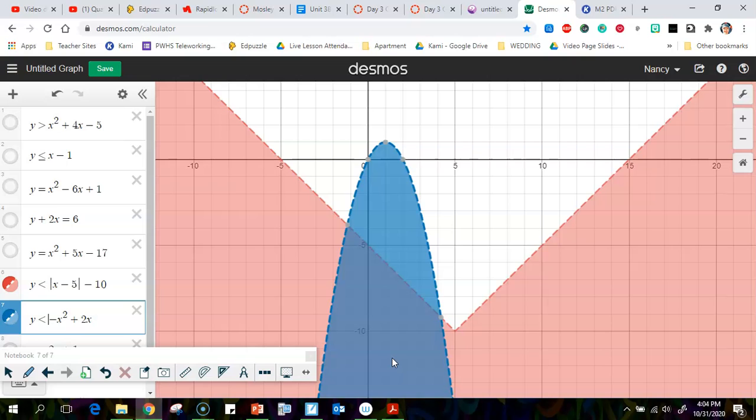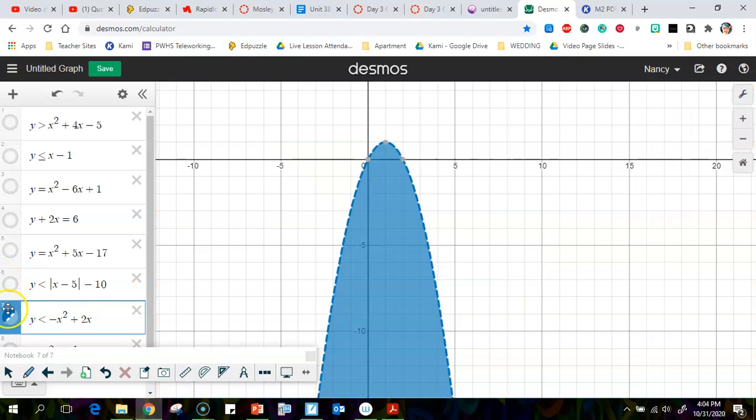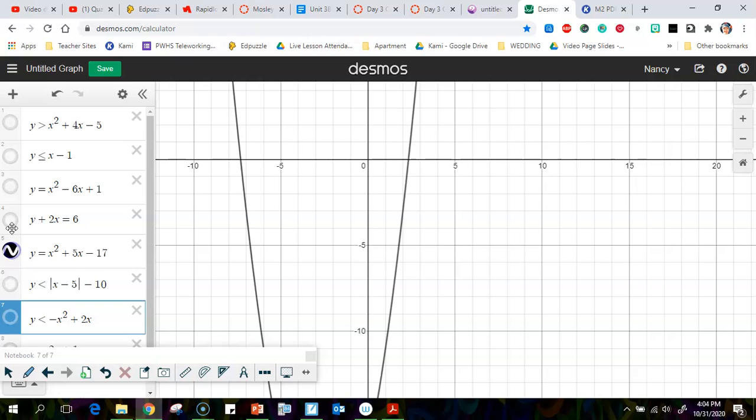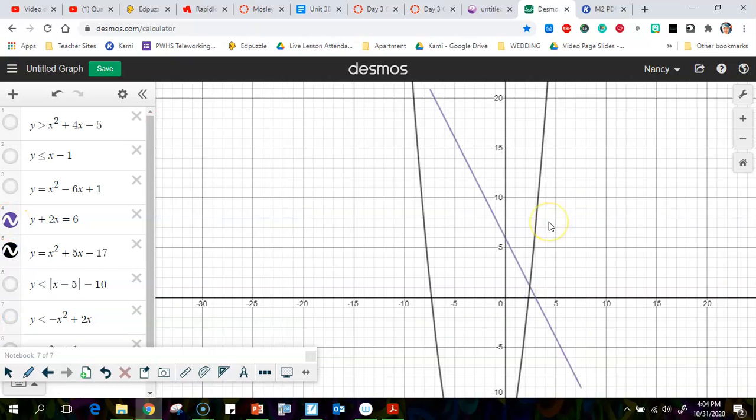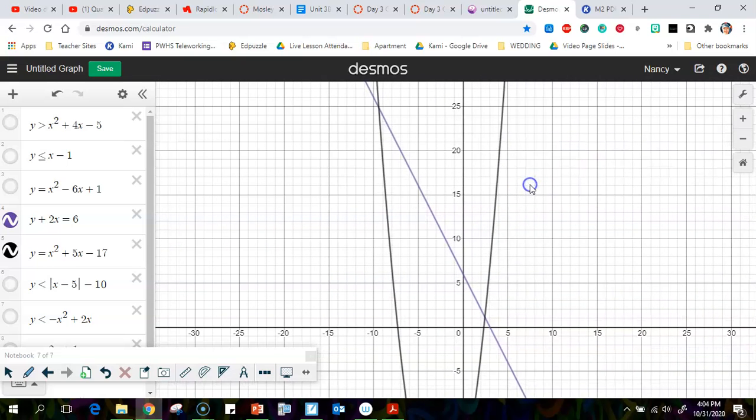But we did nonlinear systems where we just had equations, and so they would have just points where they intersect. So that's really what this lesson was about, was those points where they intersect. All right, and that's it.